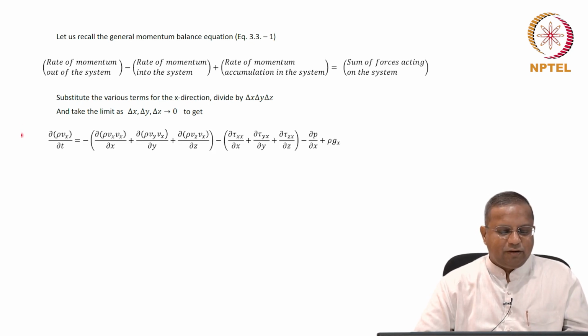Hopefully you would have gotten ∂(ρVx)/∂t equals minus [∂/∂x of ρVxVx plus ∂/∂y of ρVyVx plus ∂/∂z of ρVzVx] minus [∂/∂x of τxx plus ∂/∂y of τyx plus ∂/∂z of τzx] minus ∂p/∂x plus ρgx. Okay. This is what you'd have gotten for the x momentum when you substituted it. So this is the momentum balance for the x momentum alone.